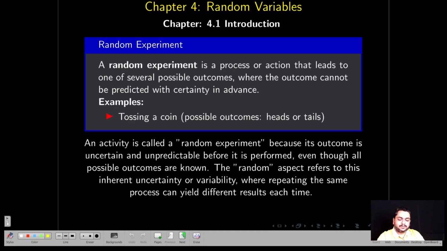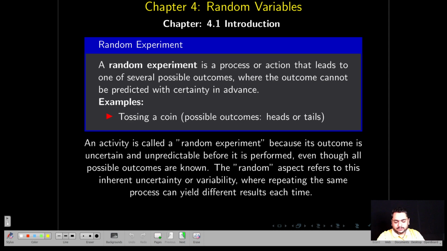Why is it called a random experiment? Because next we'll be studying random variables, so let us understand this term random. Why is it called a random experiment, and not just an experiment? Because its outcome is uncertain and unpredictable before it is performed.